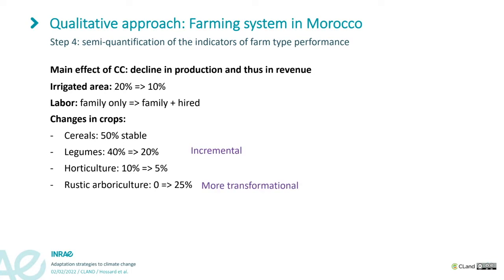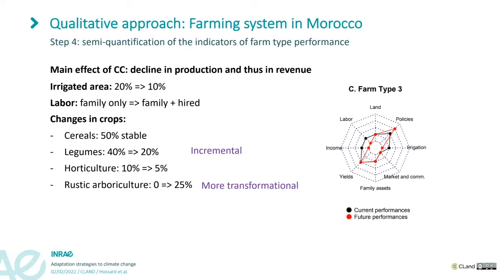To come back to what I said before, we can think that the first three are mostly incremental because they are only changing slightly. The last one means training, it means knowing new know-how because it's new crops, and also training and acquiring experience.